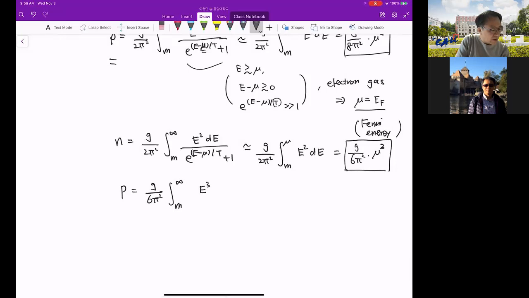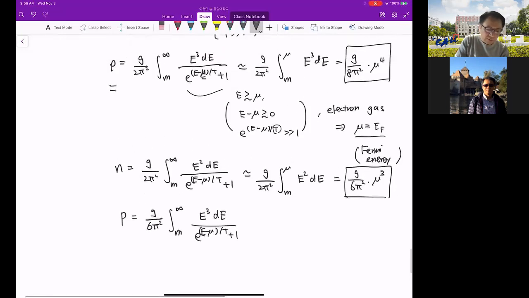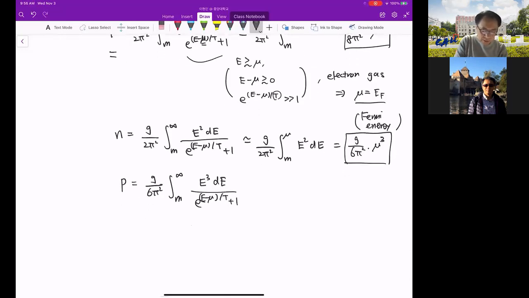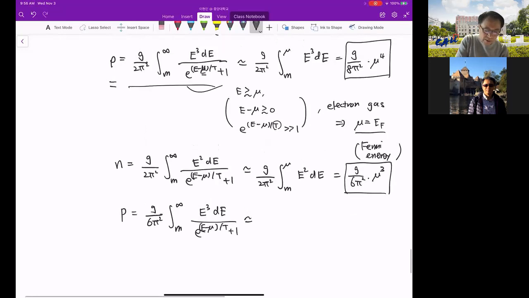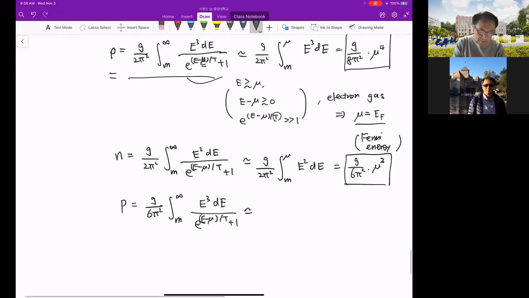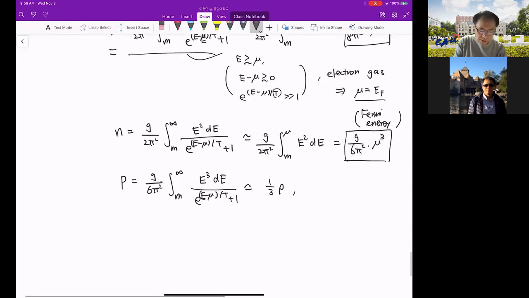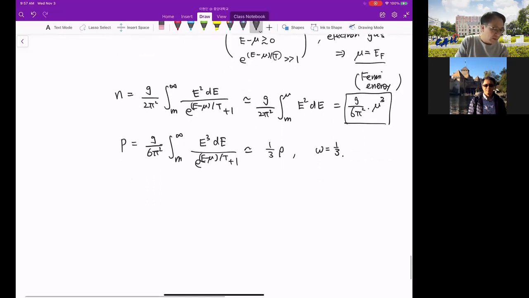And the pressure term, so here we are ignoring the mass term. So there is already some approximation. So this is approximated to the same integral as for the energy density, so 1/3 rho. So this is also radiation. Radiation equation of state equal to 1/3 because relativistic.